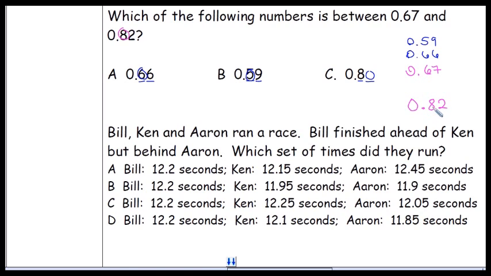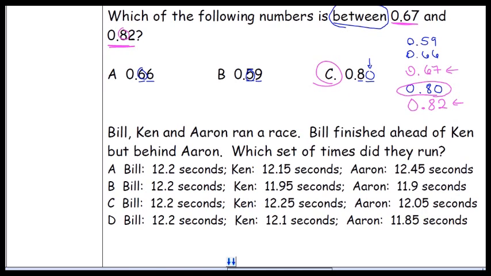Well, that's close to the 8, but is it before or is it after? Well, we have to look at this next number. That's a 0, that's a 2. So this one's smaller, so it goes right below it. I mean, right above it. So the question is, which of the following numbers is between 67 hundredths and 82 hundredths? And these are my two numbers that I started with, and the only one that's in between is 0.80. So my answer will be C on that one.